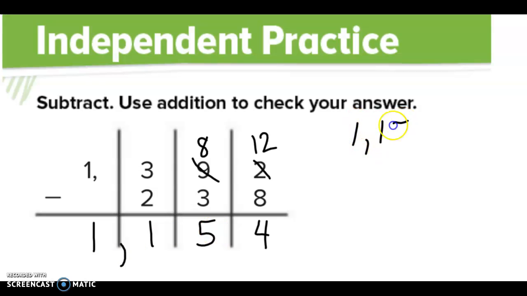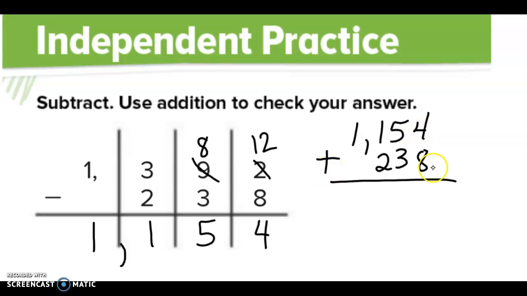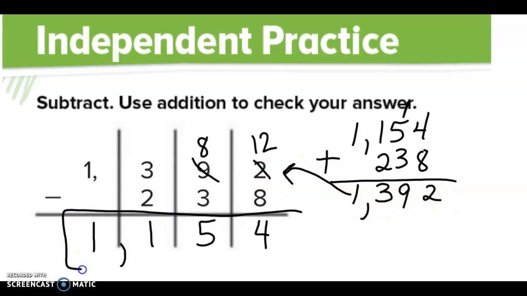Now I'm going to check it using inverse operations. I'm going to add it to the number that's in the middle, and let's see what we get. 4 plus 8 is 12, so we need to regroup the 1. 5 plus 3 is 8, and 1 more is 9. 1 plus 2 is 3. 1 plus nothing is 1. Let's see, did we end up back where we started? 1,392? 1,392. My answer is correct.